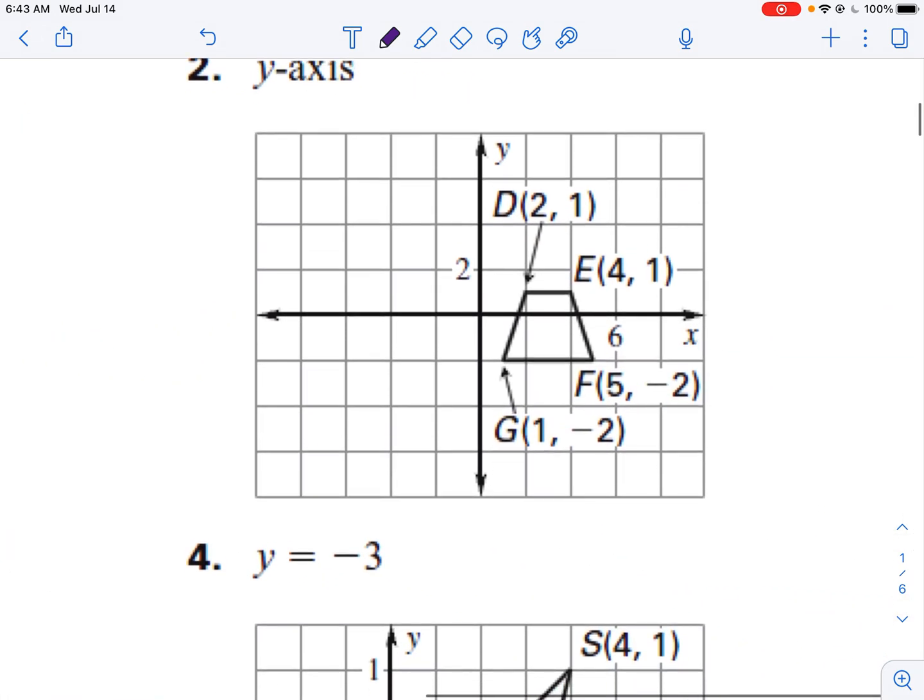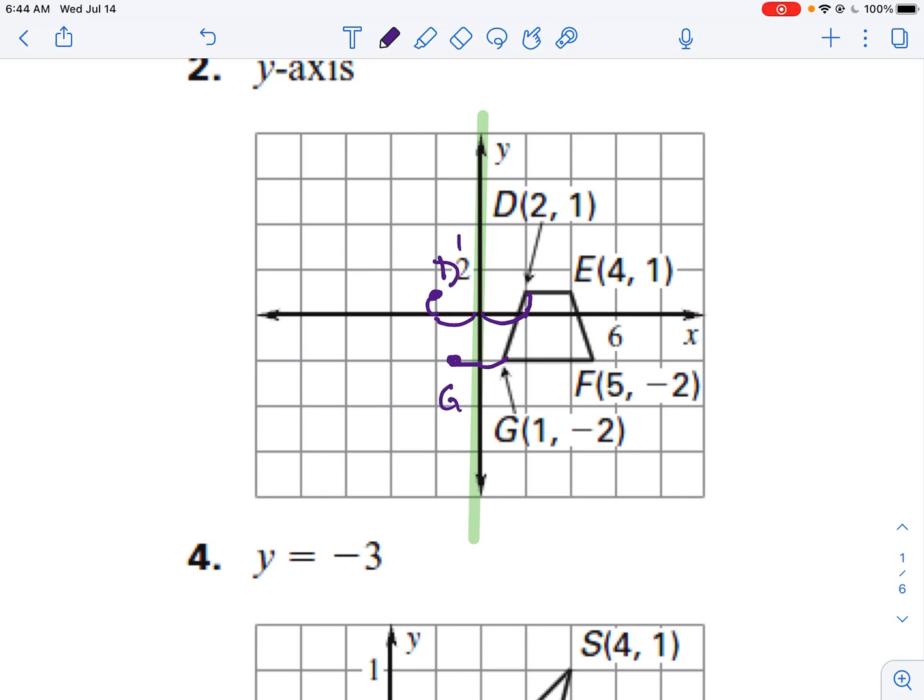Then if I'm going over the y-axis, this is over 1. So I'm going to go over 1, and it's up a whole number. These are going up by 2s. This one went over there, and we're just going over here. And this is D prime.